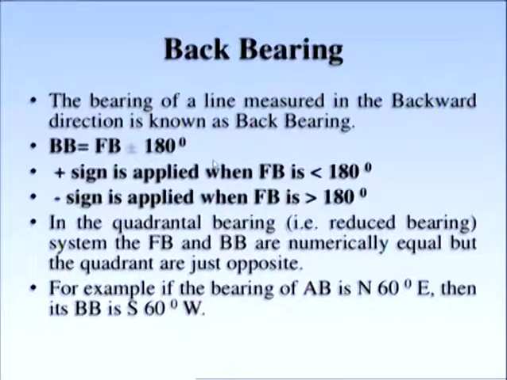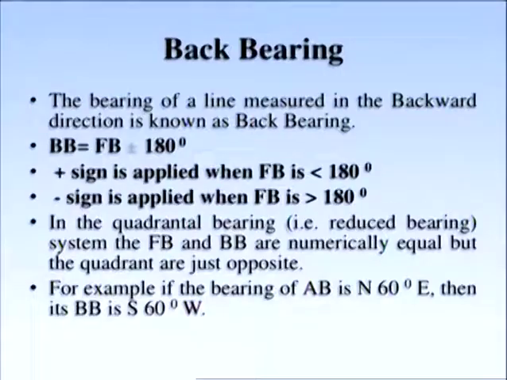But suppose we have a bearing in the reduced bearing system, then we do not have to change the value, we have to simply change the direction. If it is north, then simply put south. If it is east, then west. If it is west, then put east. And if it is south, then simply put north. The value remains the same. So to find the back bearing and fore bearing in a reduced system, the numerical value doesn't change. You only have to change the quadrant.